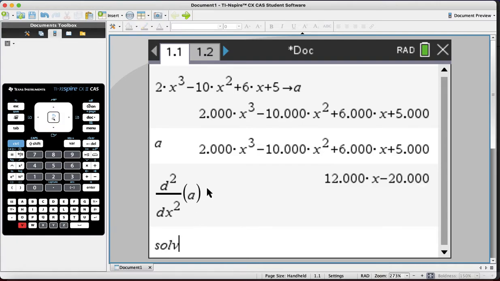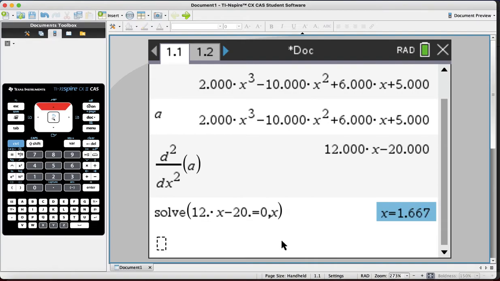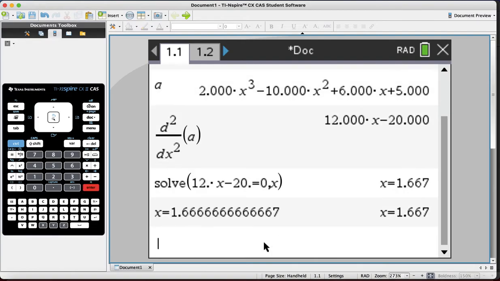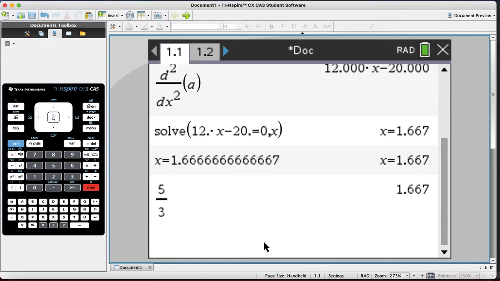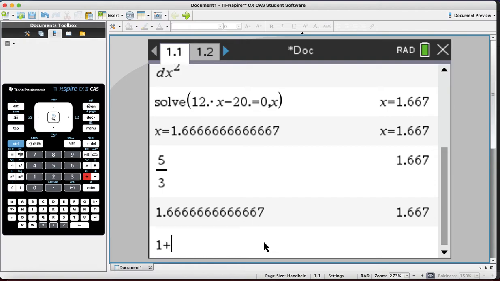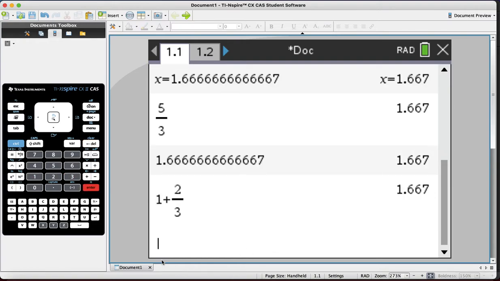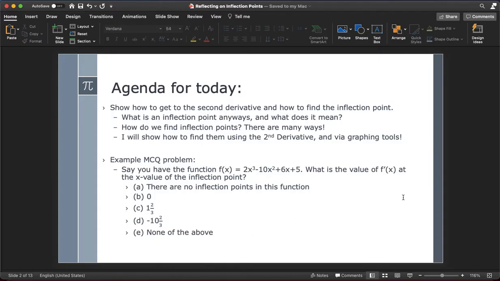Now, if we type in solve, and then put this function into the parameter, and set it equal to 0, comma x, this solves for when this function equals 0 for the x value. If you press enter, all right, so we got x equals 1.6 recurring, which is also 5/3. You can also write it like 1 plus 2/3. Either way is fine. All right, and if we go back to our presentation, the first option we have is there are no inflection points in this function.